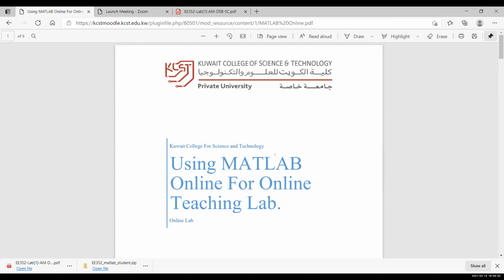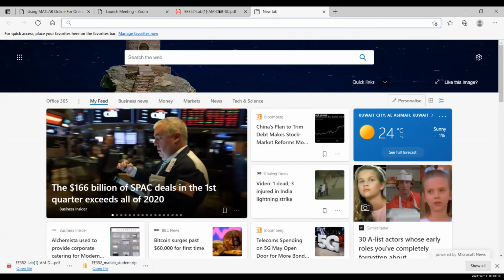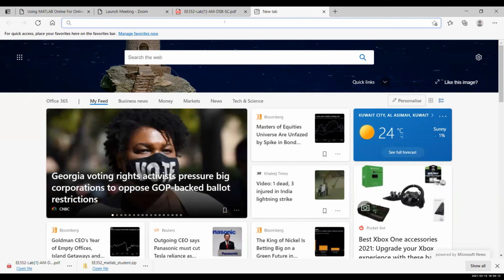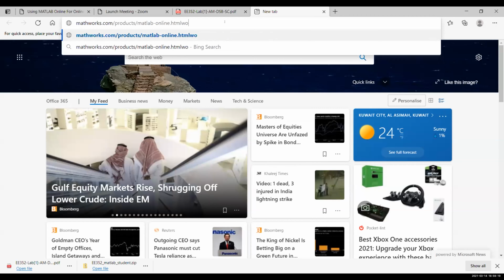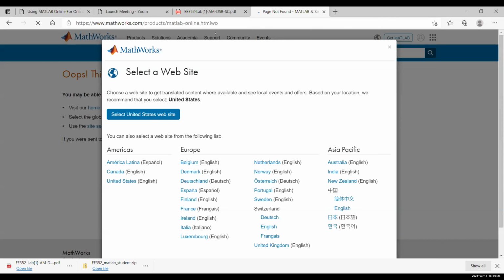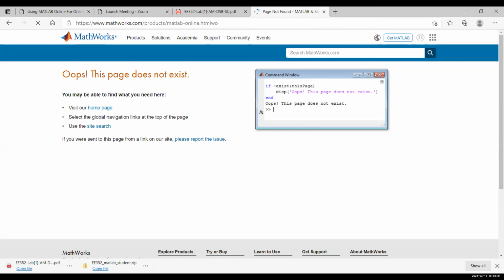Okay. No, this is for online MATLAB. Just 1 minute. Click here. Okay. Go to MathWorks, right here, mathworks.com. Yeah, this one. Click here. Click enter. No, it's there. Just remove the WO. Select United States.